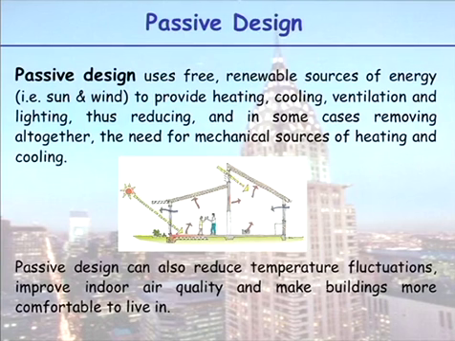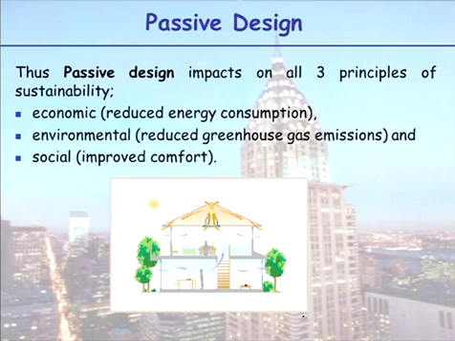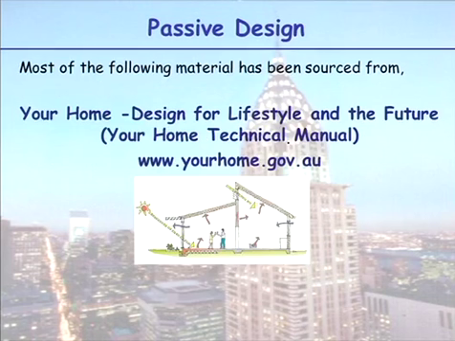So passive design, as well as being energy efficient, can also reduce temperature fluctuations, improve indoor air quality, and make buildings more comfortable to live in. And at the end, I'll show you a video of the council house that's in the city that has a 5-star rating. So passive design impacts on three principal aspects, three principles of sustainability. We've been through this: the economic, the environmental, and the social. So it's a good way of covering it all.